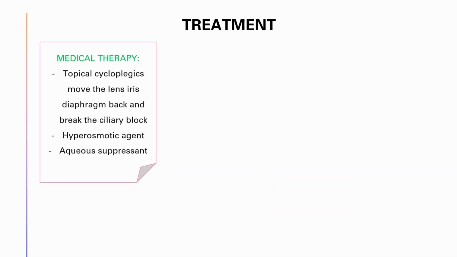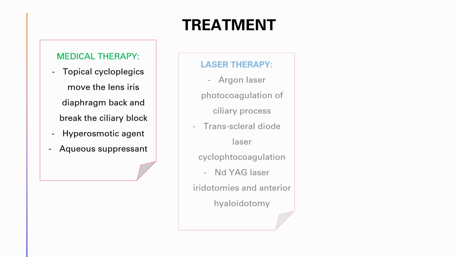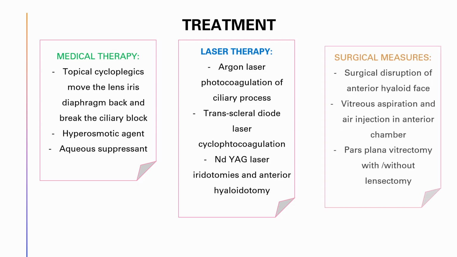The treatment comprises of medical therapy with topical cycloplegics, which move the iris lens diaphragm back and break the ciliary block, may be done with hyperosmotic agents and aqueous suppressants. Laser therapy: argon laser photocoagulation of ciliary process, transscleral diode laser photocoagulation, and Nd:YAG laser iridotomies and anterior hyaloidotomy to break the vitreous pockets, to break the aqueous pockets which have been formed in the vitreous body.